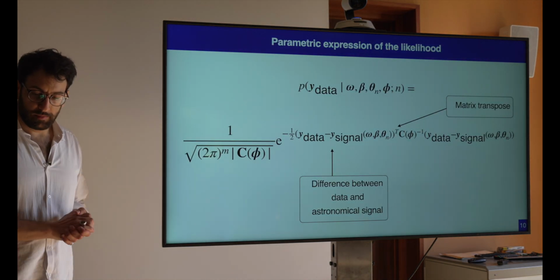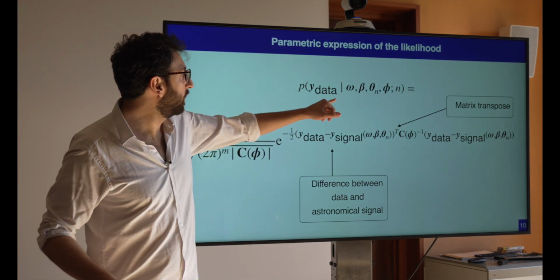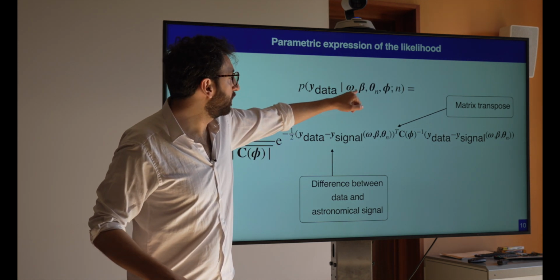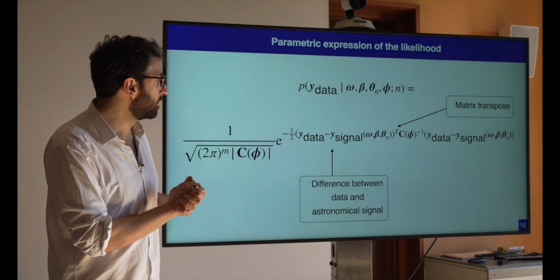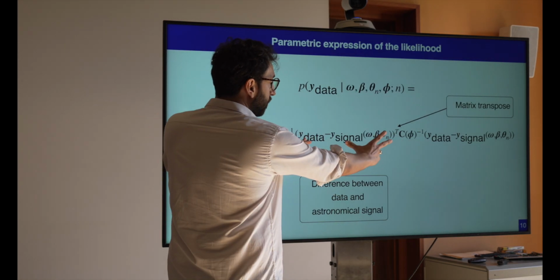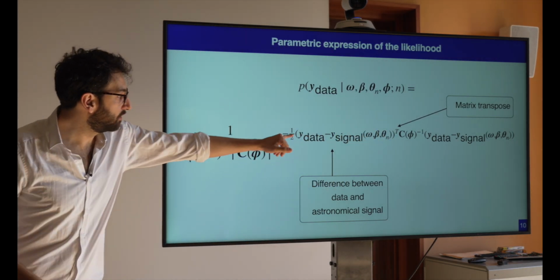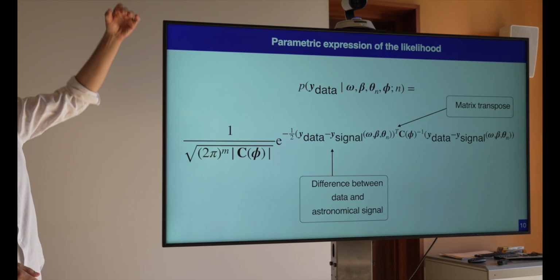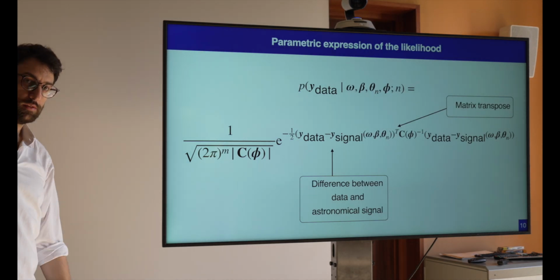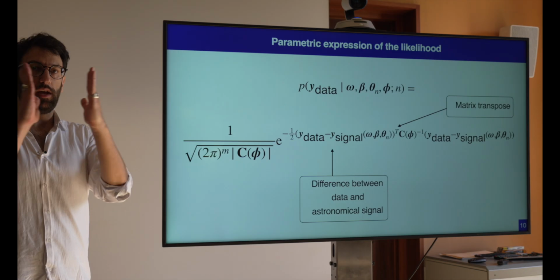Another barbaric mathematical expression. I said yesterday that this is the parametric expression of our likelihood. So here we have the difference between the data and the astronomical signal. This is thought of as two column vectors: the column vector of the data, the column vector of the signal, and you do the difference.